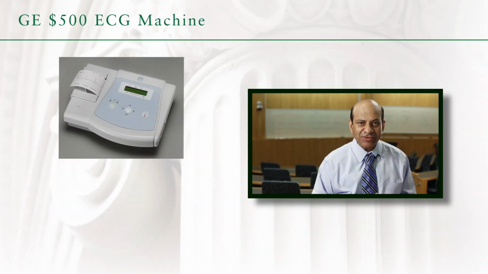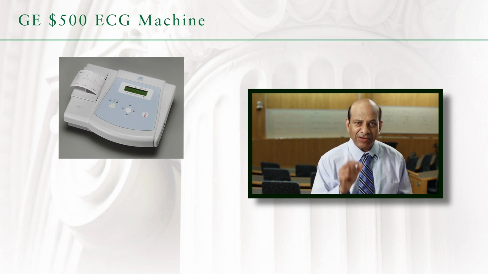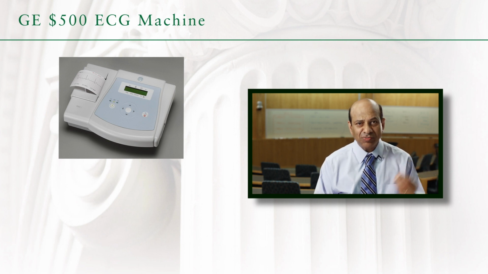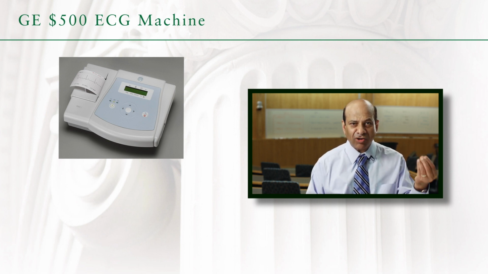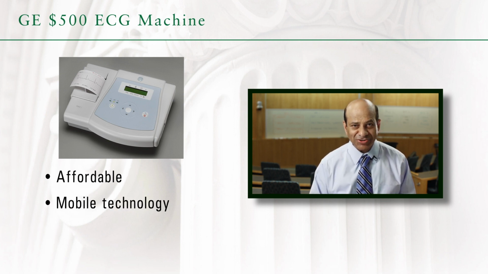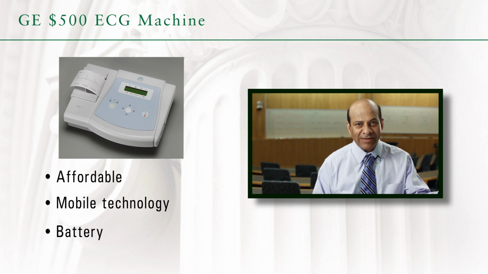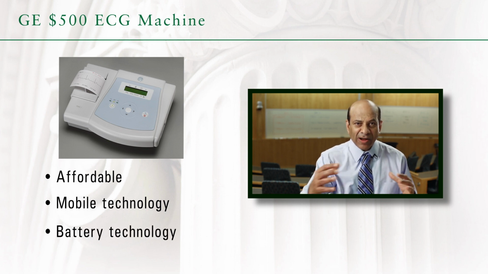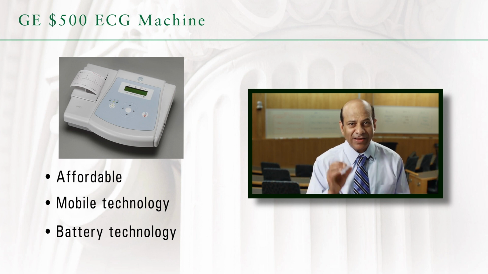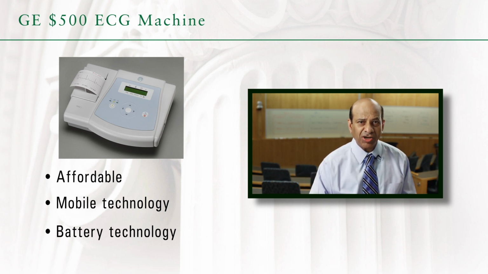Again, if we go back to the $500 ECG machine of General Electric, there were nonlinear shifts. One is the poor consumers in India. That means affordability has got to be very low. Second, mobile technologies. Third, battery technology. So if you combine some of these nonlinear shifts, suddenly a new possibility opens up about a value product like a low-cost, ultra-low-cost ECG.